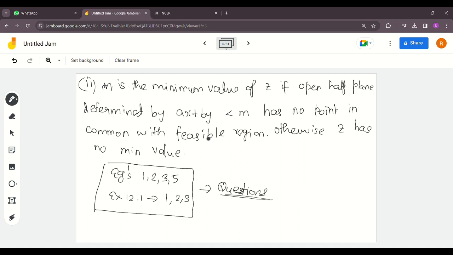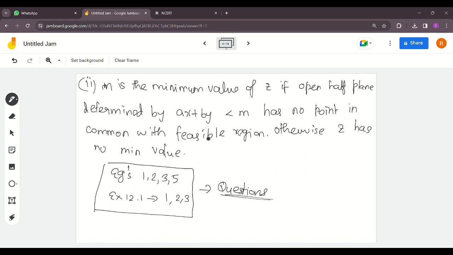Some of the examples I have given, examples 1, 2, 3, 5 from your textbook. All these questions are taken from your new edition textbook. So examples 1, 2, 3, 5 and in exercise 12.1 the first 3 sums. Mostly from your exam point of view, you will be asked only the bounded region. So no need to concentrate on unbounded region because it is very time consuming. So I will explain LPP in gist, how to do the question.